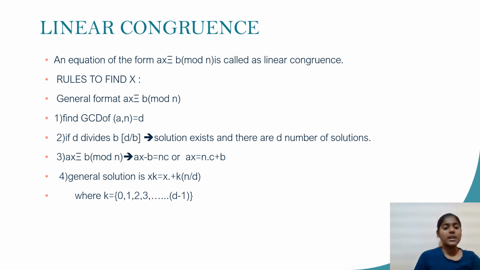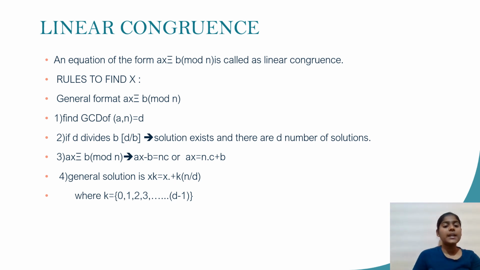Now let's look into the next topic, that is linear congruency. An equation of the form ax ≡ b (mod n) is called a linear congruency. Rules to find x. General format: ax ≡ b (mod n).